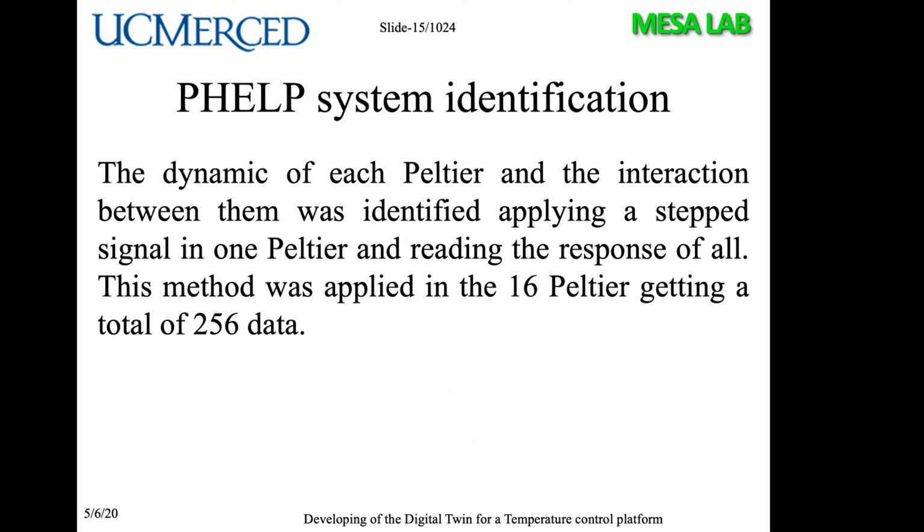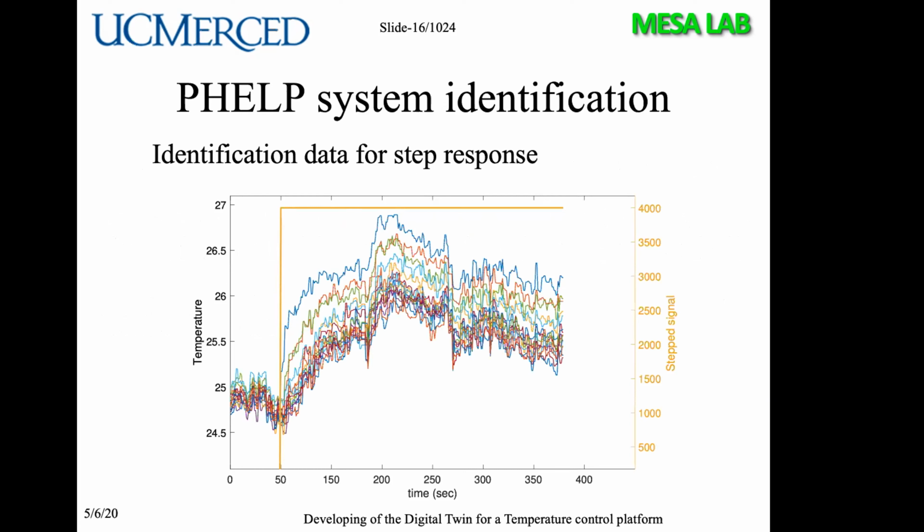Then the identification process consists in apply a step signal in one Peltier and measure the temperature in all at the same time. Because of that, we got 256 data for the identification process. Here, an example using the first Peltier, the Peltier with the position in the first row and first column.